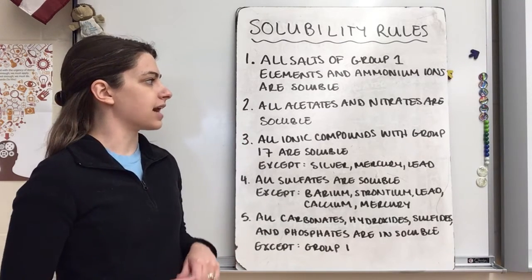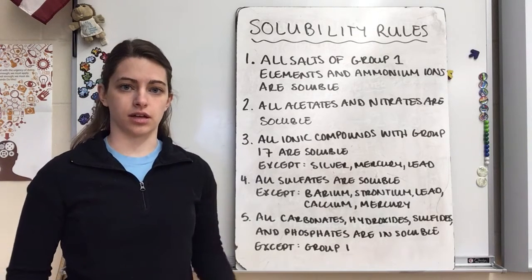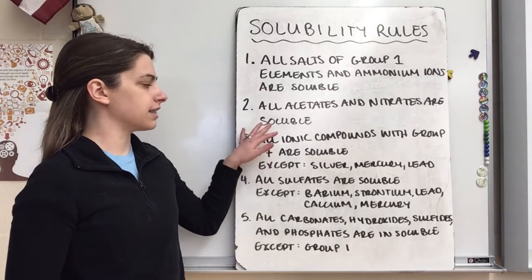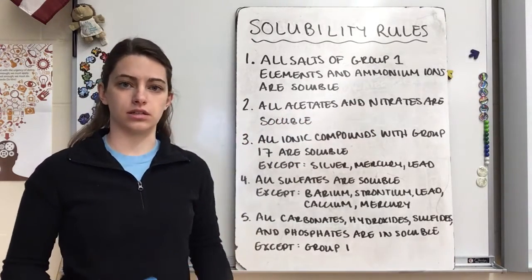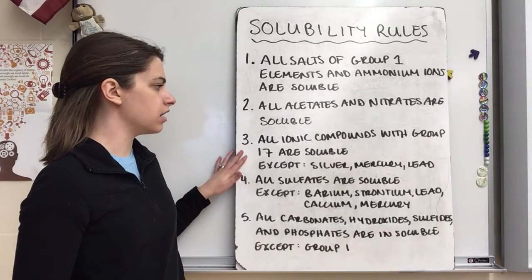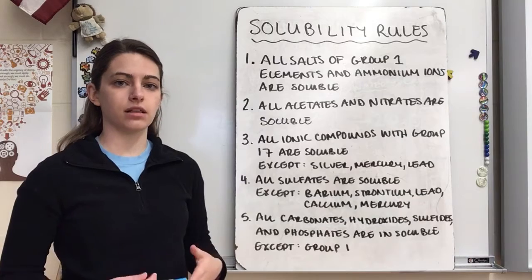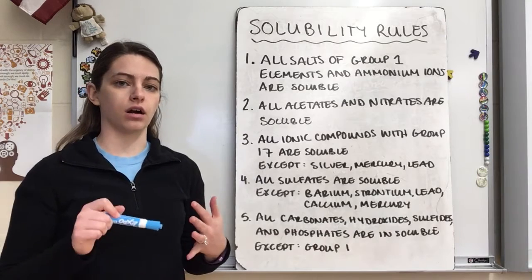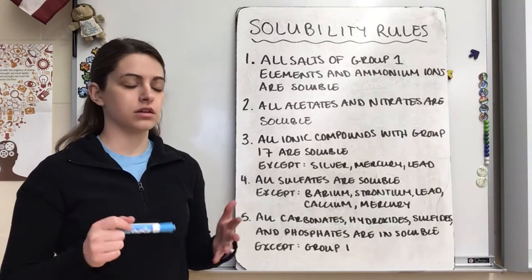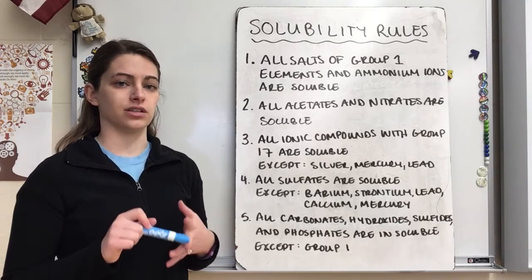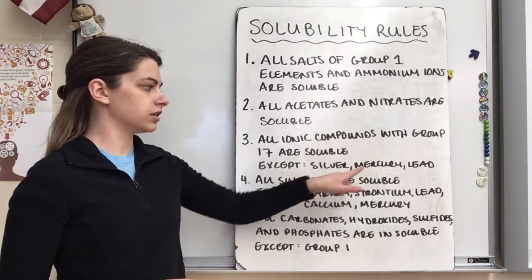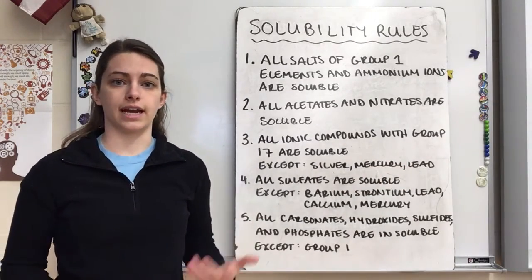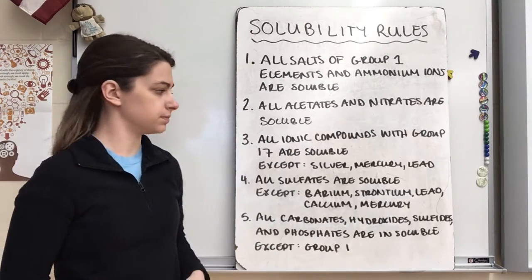Our second rule is that all acetates and all nitrates are soluble. So acetate and nitrate are 2 of our polyatomic ions. Anything that's an acetate or a nitrate is going to dissolve. Number 3, all ionic compounds with group 17 elements are soluble. So those, with the exception of fluorine sometimes, so that's primarily our chlorides, our bromides, and our iodides. So anything that's chloride, bromide, iodide is going to dissolve, except for silver, mercury, and lead. Those are our 3 exceptions. So for example, silver chloride isn't going to dissolve because that's an exception to this rule.